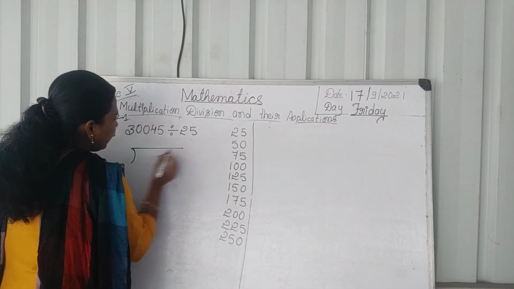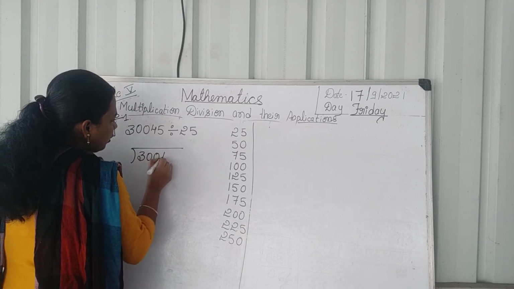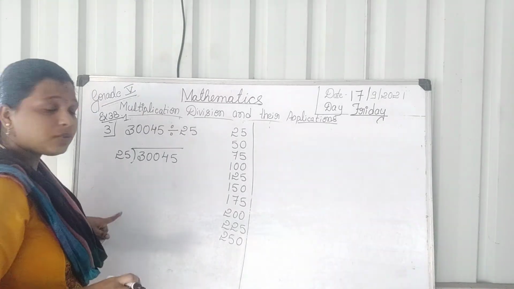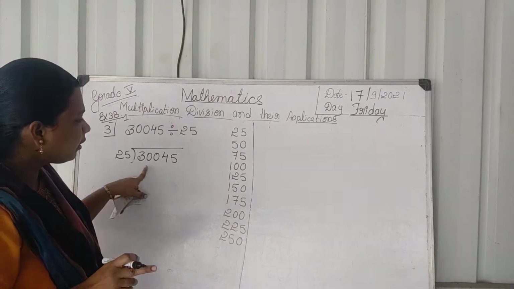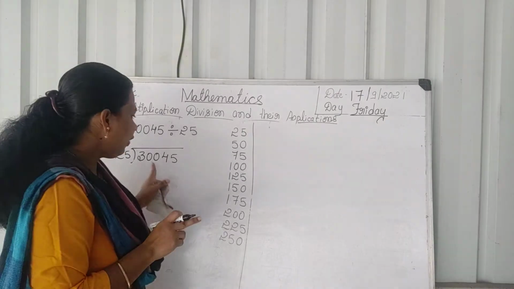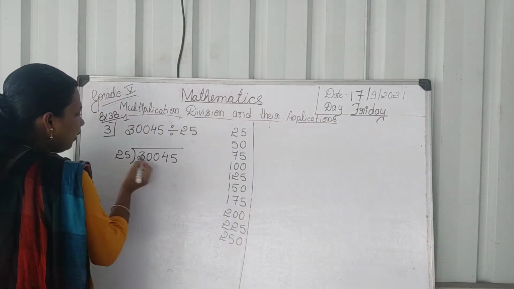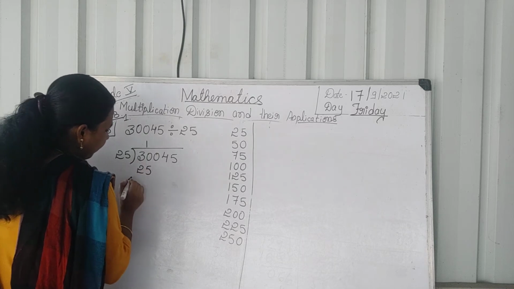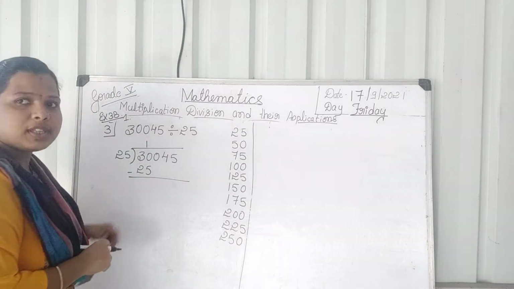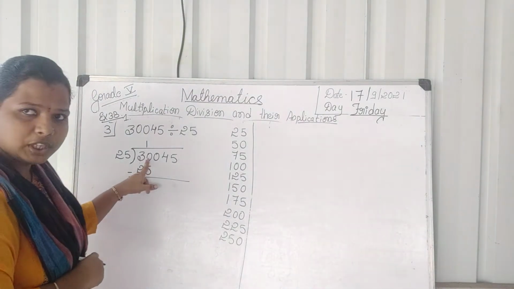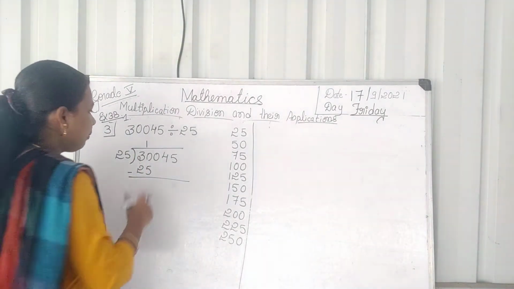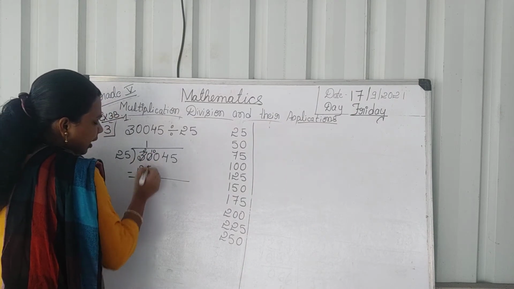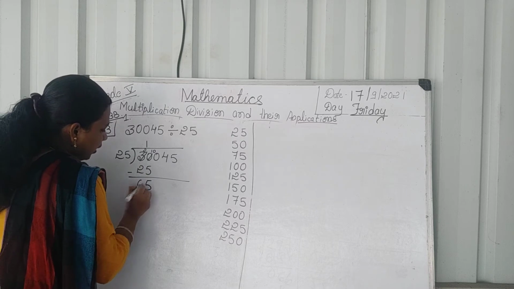Now divide 30,045 by 25. Here, 25 is the divisor and 30,045 is the dividend. Now divide: 25 ones are 25. It is not possible to subtract 5 from 0, so you should take a borrow from the neighbor number. Borrow means 10. Now 10 minus 5 is 5. 2 minus 2 is 0.